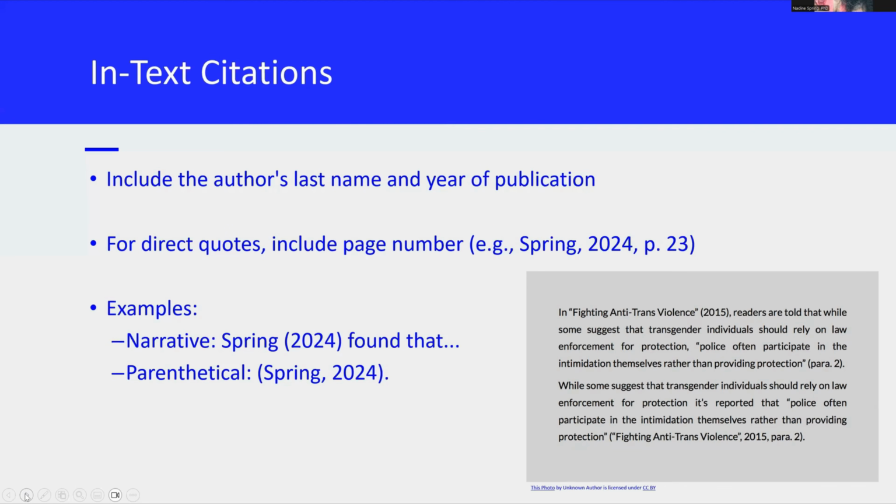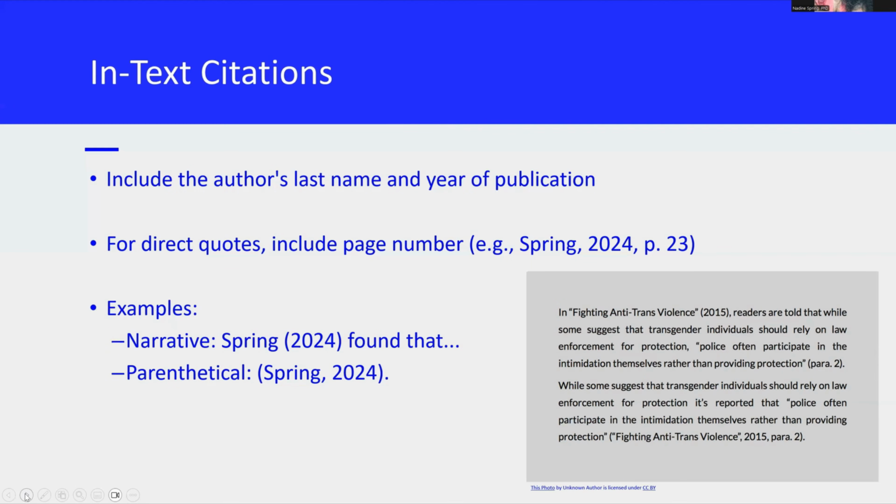There are two main ways to format in-text citations. In narrative citation, you integrate the author's name into your sentence, followed by the year of publication in parentheses. For example, Spring 2024 found that, and you go on.